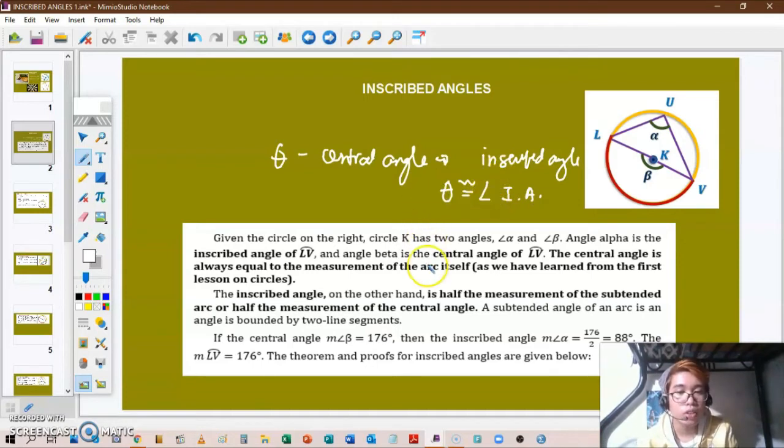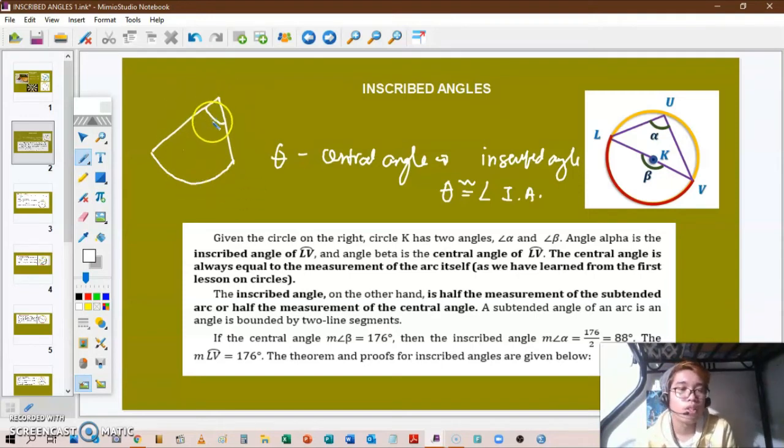The inscribed angle is half the measurement of the subtended arc, that is, the arc where the central angle is found, or half the measurement of the central angle. A subtended angle of an arc is an angle that is bound by two line segments. It can be found on the central angle, but most of the time it is not found on the central angle. It can be found on any place on the circle, on its circumference.